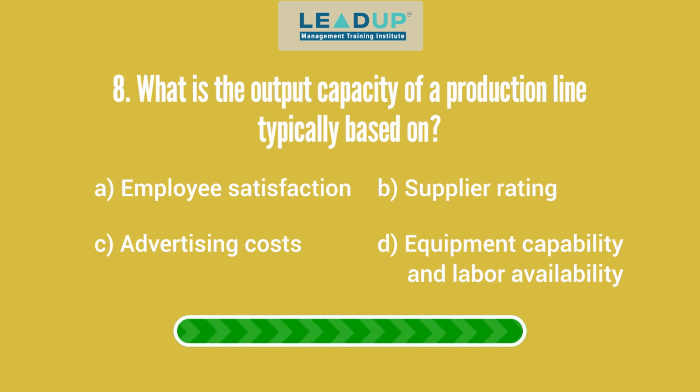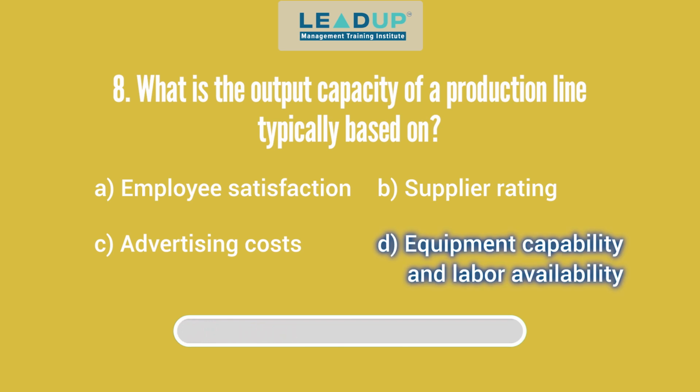Question 8. What is the output capacity of a production line typically based on? A. Employee satisfaction. B. Supplier rating. C. Advertising costs. And D. Equipment capability and labor availability. Answer: equipment capability and labor availability.